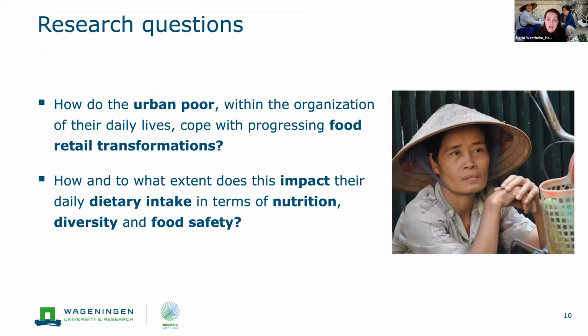So the research questions in our project were, how do these urban poor or these low-income urbanites cope with this progressing food retail transformation? So what about the reduction in markets, for instance? And then next, how and to what extent does this impact the dietary intake in terms of both nutrition composition, the diversity of the diet, as well as the food safety of the products they consume?